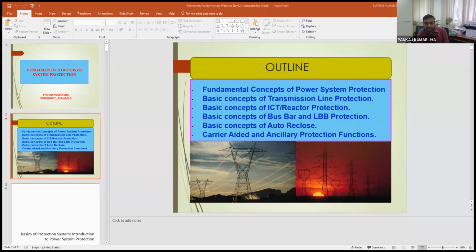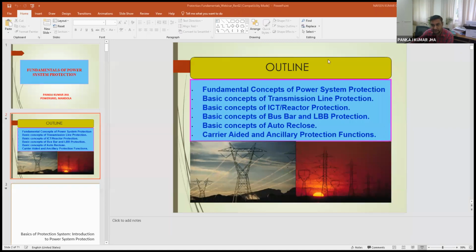Today we are going to discuss the fundamental concepts of power system protection. In this webinar, I will try to cover these topics, especially the fundamental concepts of power system protection, followed by the concepts of transmission line protection, then the concepts of ICT, reactor, busbar, LBB protections, finally auto reclose and some ancillary protection functions. So first of all, some of the basics of power system protection.